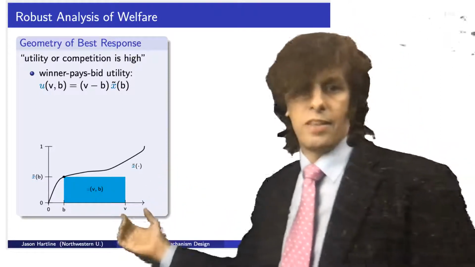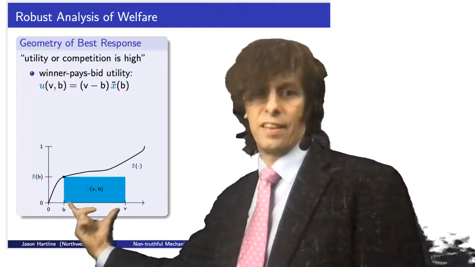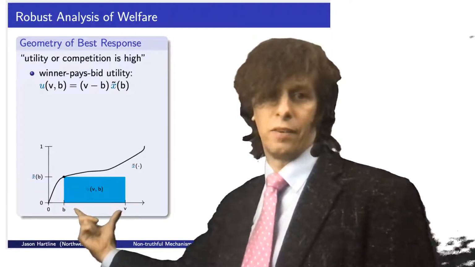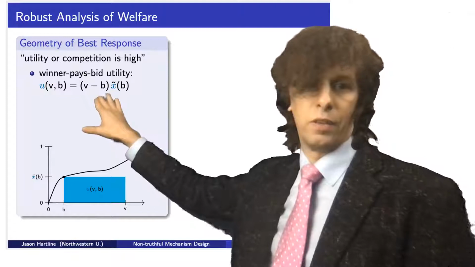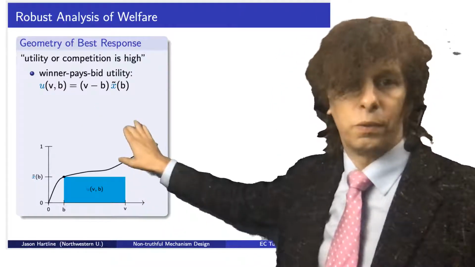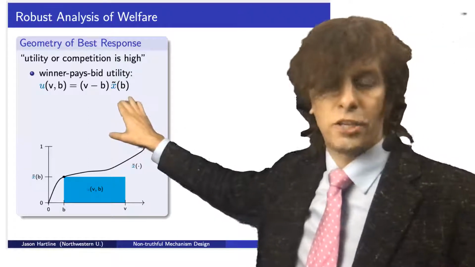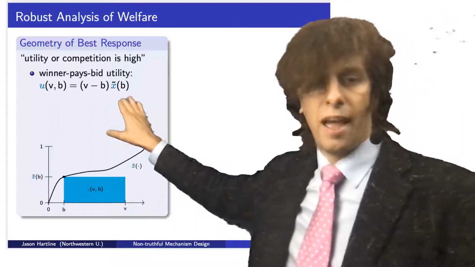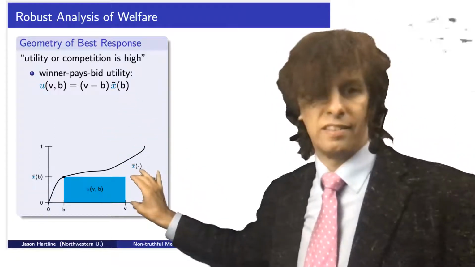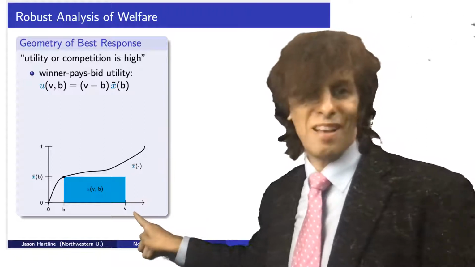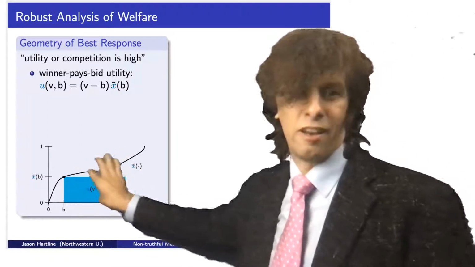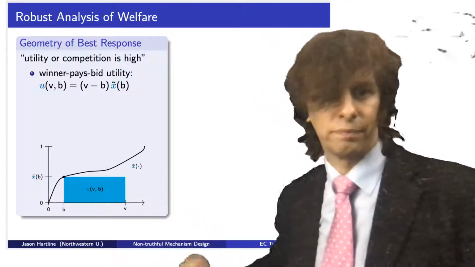On the x-axis, I have the width of this rectangle equal to v minus b. That's this term in the utility function. And I have the height of this rectangle equal to x tilde of b, the allocation probability that the bidder has when the bidder bids b. So this rectangle is the bidder's utility. And with a value v, what does this bidder want to do? They want to find the biggest rectangle they can fit underneath the bid allocation rule.